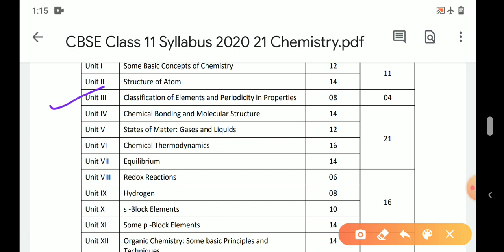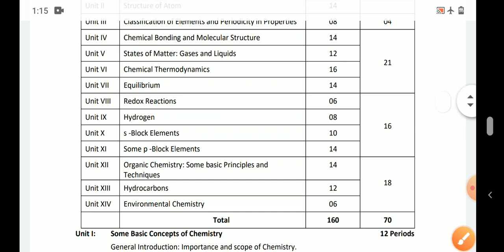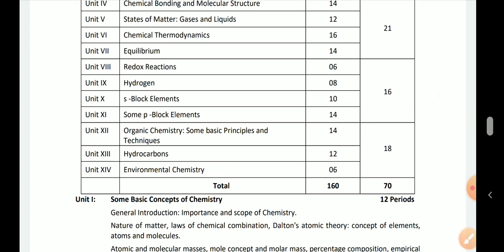Unit 4, chemical bonding and molecular structure. Unit 5, states of matter, gases and liquids. Unit 6, chemical thermodynamics. Unit 7, equilibrium. Unit 8, redox reactions. Unit 9, hydrogen. Unit 10, s block elements. Unit 11, p block elements. Unit 12, organic chemistry, some basic principles and techniques. Unit 13, hydrocarbons. Unit 14, environmental chemistry.